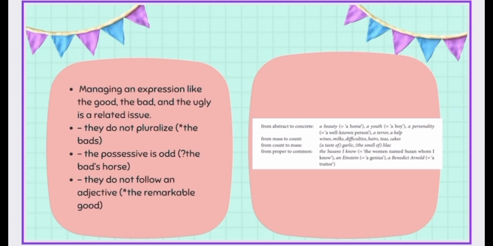Managing an expression like the good, the bad, and the ugly is a related issue. They don't pluralize, the passive is odd, and they do not follow an adjective. And the last categorization types: from abstract to concrete, from mass to count, and from count to mass, from proper to common.